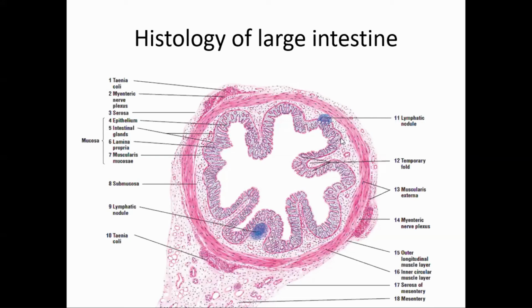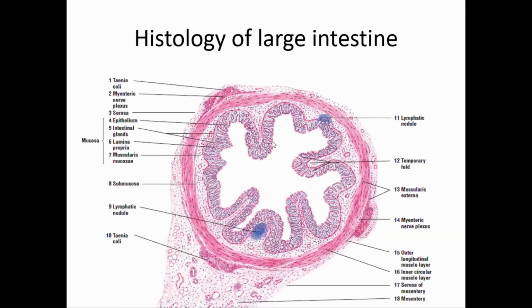And this is the muscularis mucosae. It consists of two layers of muscles. Outer is the longitudinal, inner is the circular. Submucosa, same thing. Muscularis externa also. Same, but there is a slight difference in the longitudinal muscles.